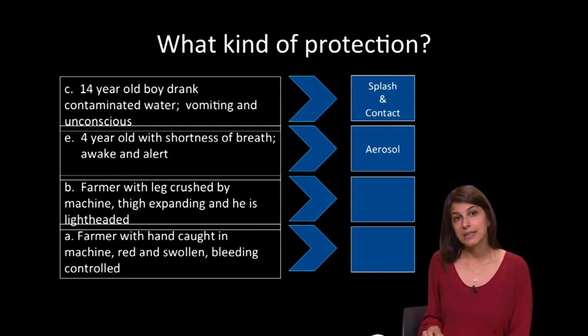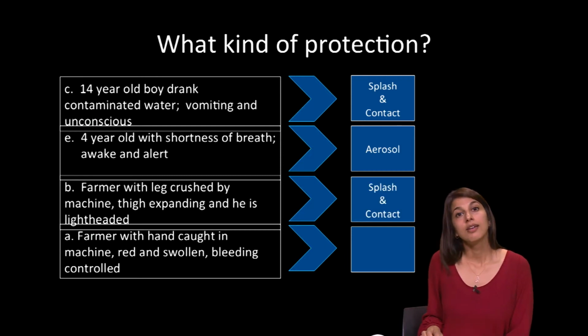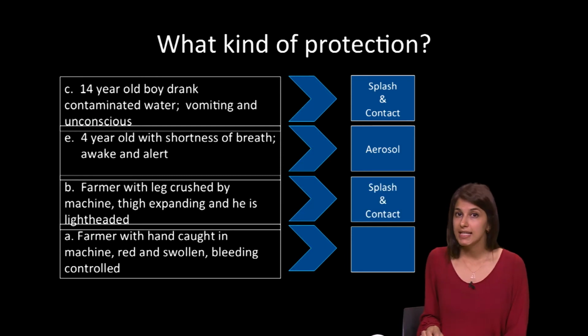Our farmer with the expanding thigh likely is bleeding into his thigh from a femur fracture. We can't be sure if this is an open fracture or not, but we should be prepared to handle blood by having on gloves, and maybe even anticipating that this is a femoral artery bleed and maybe spurting blood, and so we should protect with a mask, gown, and eye protection. So splash and contact precautions are very important for this patient.